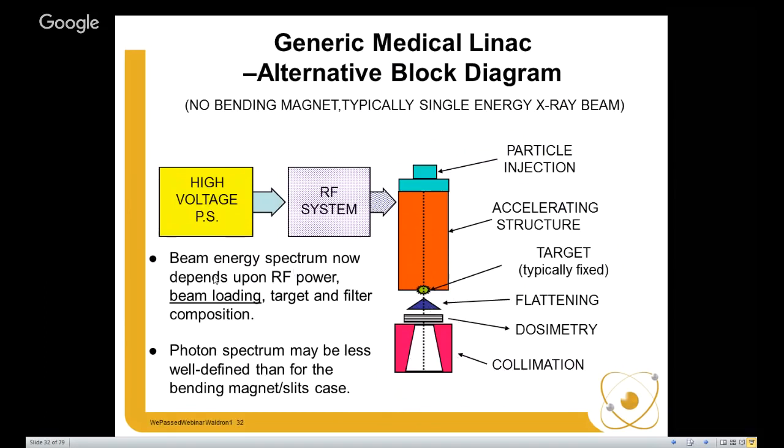In this case, beam energy spectrum now depends almost completely upon RF power and this beam loading that we talked about. This is less of a problem if I only have one energy, because then I can optimize these 2 parameters. But there are systems out there for which this is a non-issue, and in which beam loading is deliberately adjusted in order to obtain particular beam characteristics.